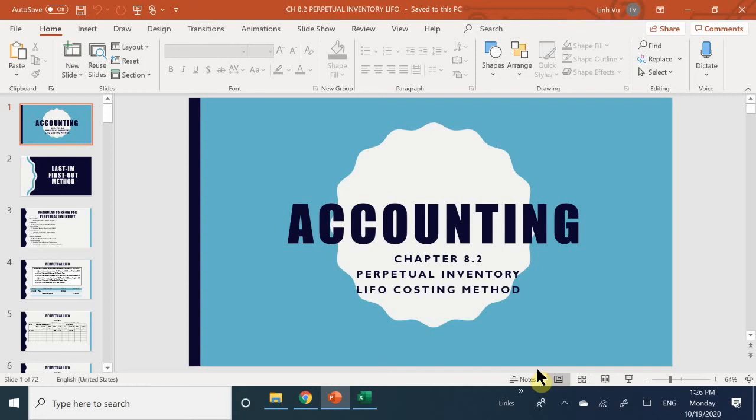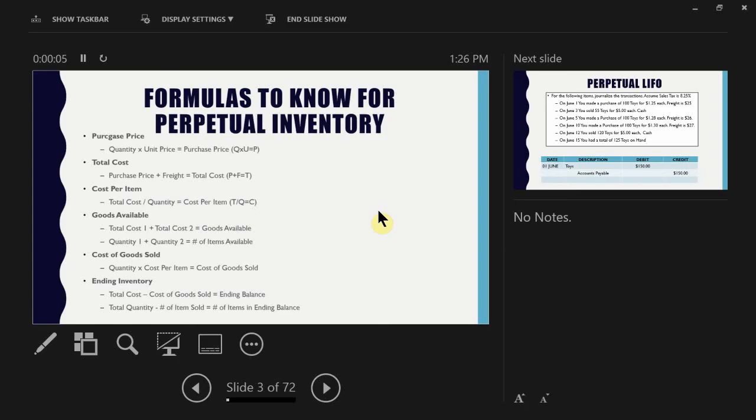Okay, so last week we learned how to do perpetual inventory, and we learned the first method, which is the first in, first out method. Now today we're going to be learning about section 8.2, where we're going to learn the second costing method, which is the LIFO method, last in, first out.